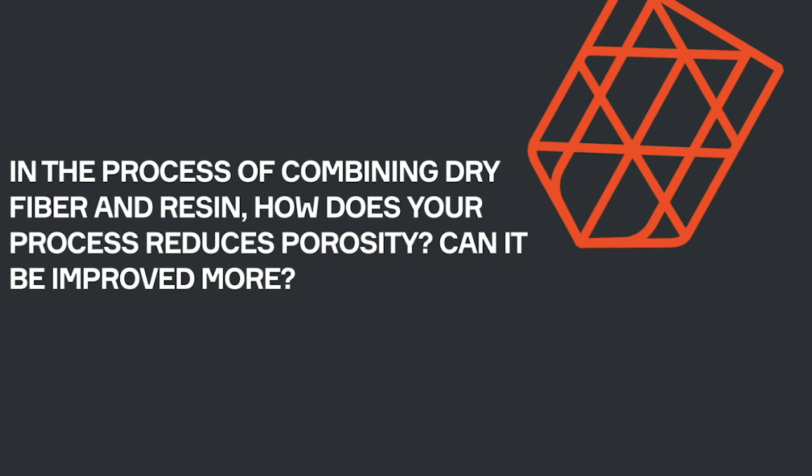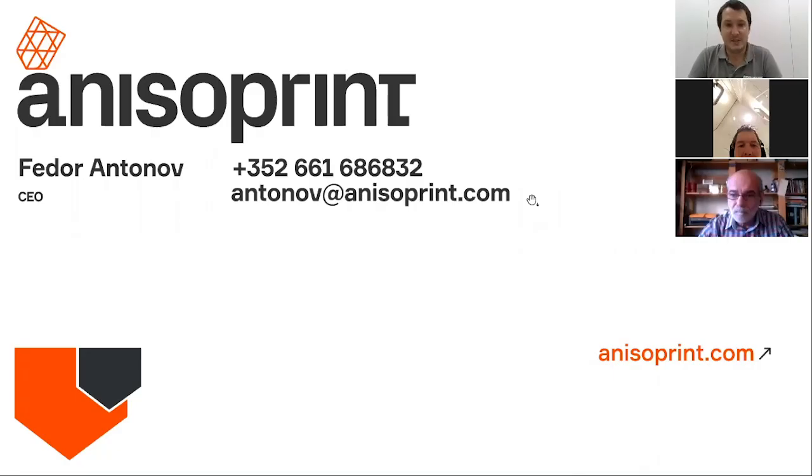In the process of combining dry fiber and resin, how does your process reduce porosity? Can it be improved more? The process of combining the dry fiber and the resin is actually quite simple, and it ensures, so with the impregnation we can make fibers with close to zero porosity. So there is actually not so much to improve.